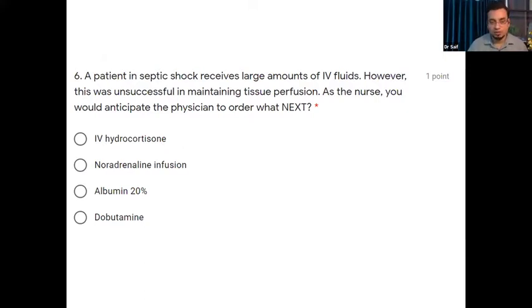However, this was unsuccessful in maintaining tissue perfusion. As the nurse, you would anticipate the physician to order what next? IV hydrocortisone, noradrenaline infusion, albumin 20%, or dobutamine. So I think this has been covered already in the 1 hour bundle. If the patient is not able to maintain the tissue perfusion, that is lactate, or mean arterial pressure more than 65, despite the large amount of IV fluids, the next choice should be vasopressor, noradrenaline.